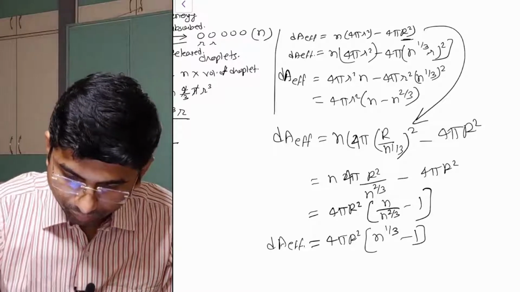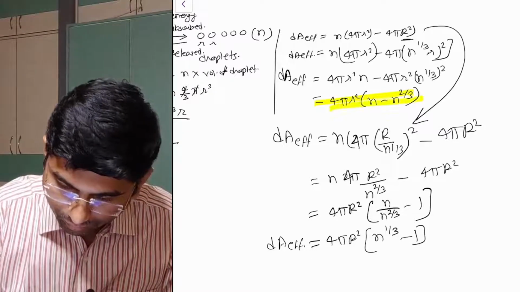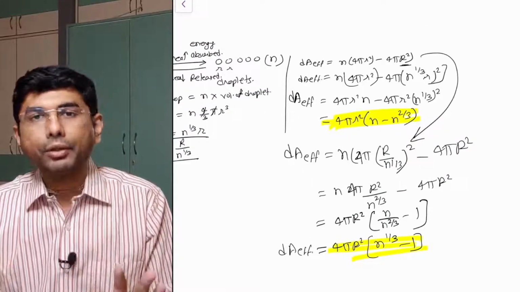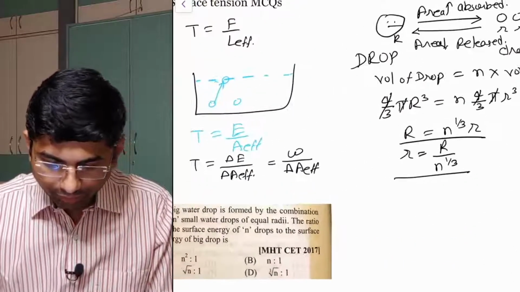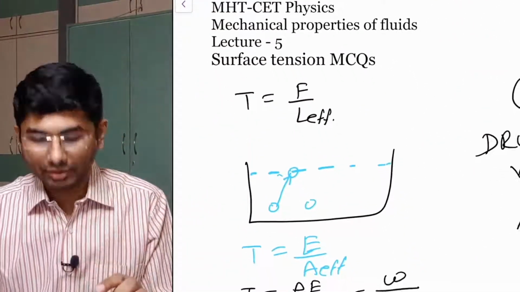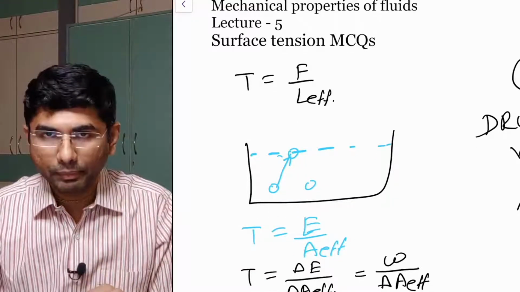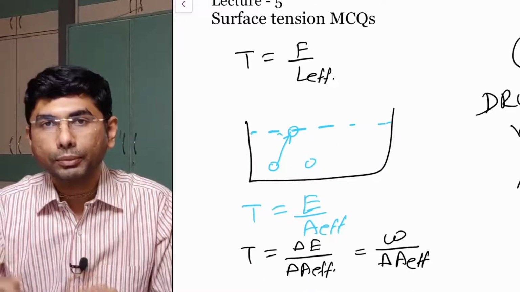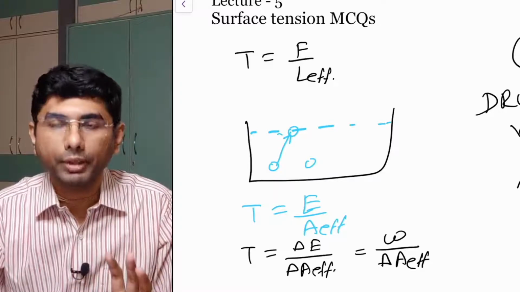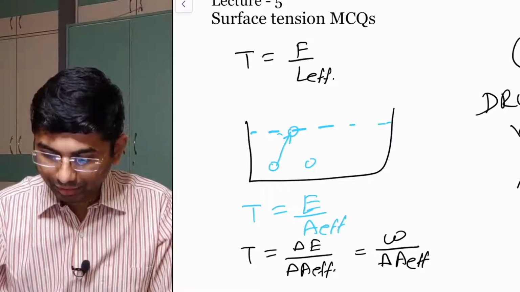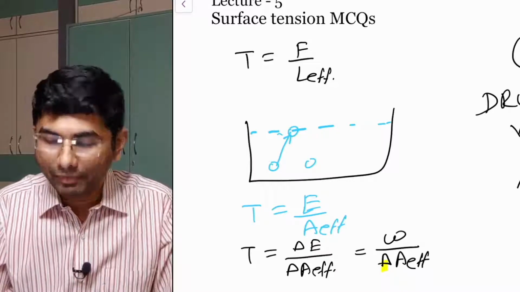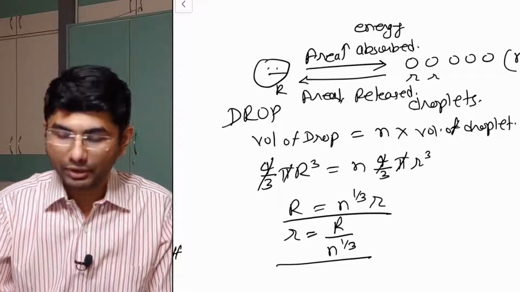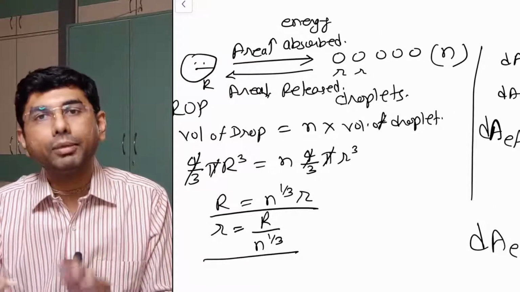One formula, delta effective area, is given here in terms of small r, and this is in terms of capital R. Now if I know the effective area, then our formulas are very easy. That is just revision here. Tension is equal to force upon effective length, tension is equal to energy upon effective area, tension is equal to change in energy upon change in effective area, or work done upon change in effective area. Now effective area, how to find it out? Here the delta or dA that we have seen in this formula, where we have just converted drop into droplet or droplet into drops. This formula we need to remember. Now on this basis we will be taking some MCQs.